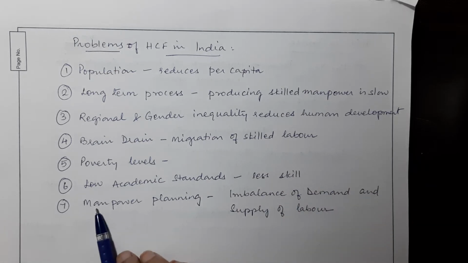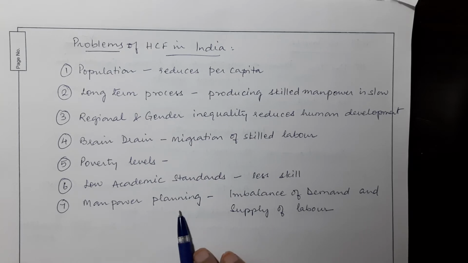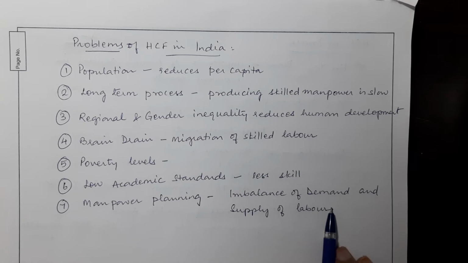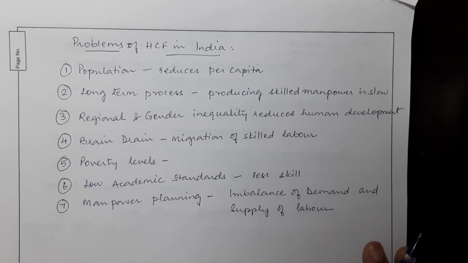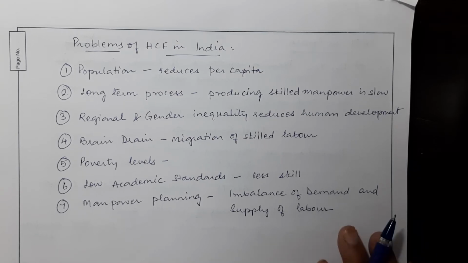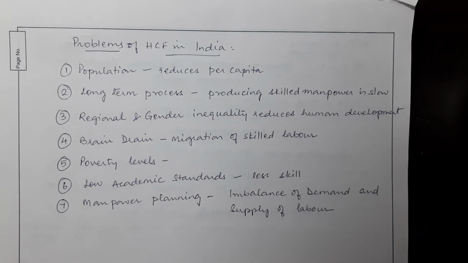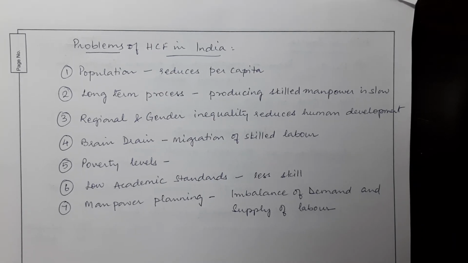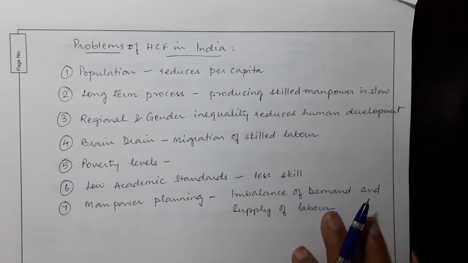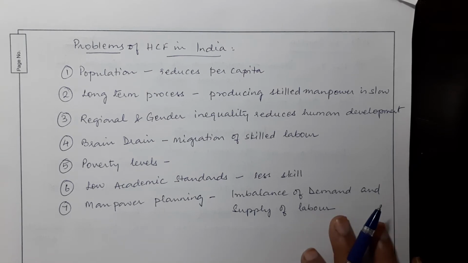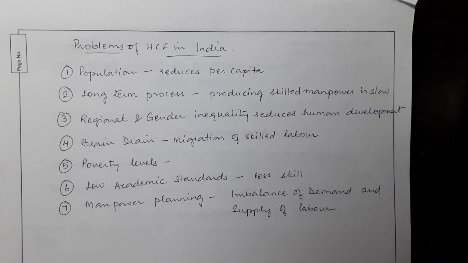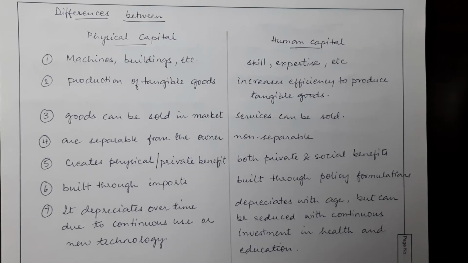Then we have deficient manpower planning. This would imply an imbalance of demand and supply of labor. Due to lack of proper planning for the use of manpower, we fail to achieve the target. As a result, human resources along with natural resources and other resources are not properly used. So due to this, a low level of economic growth is realized.